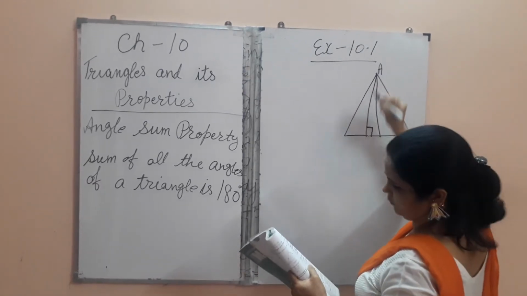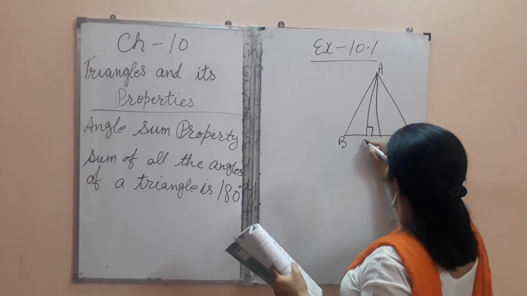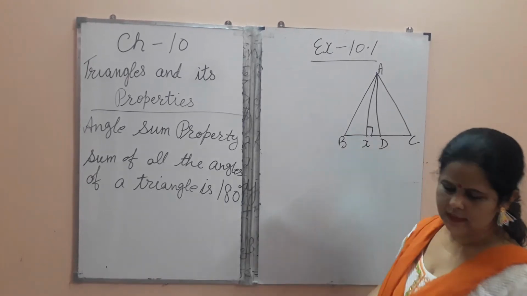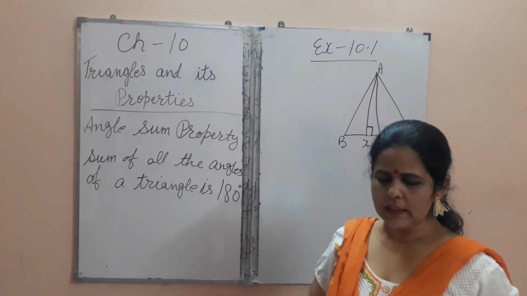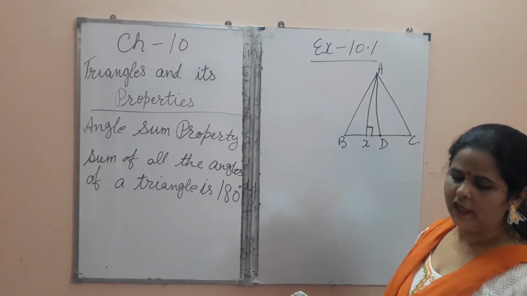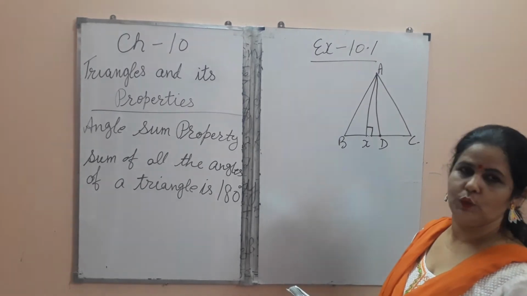A, B, X, D and C. In this diagram, D is the midpoint of BC. This D is the midpoint of BC. Name the median and the altitude.